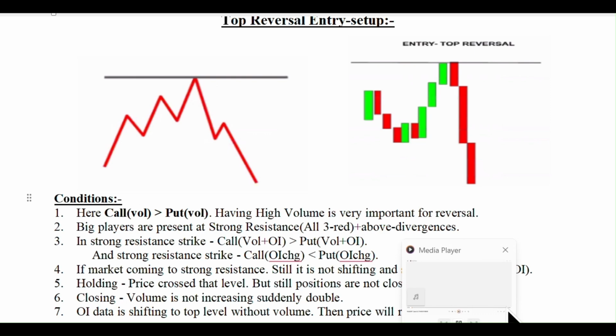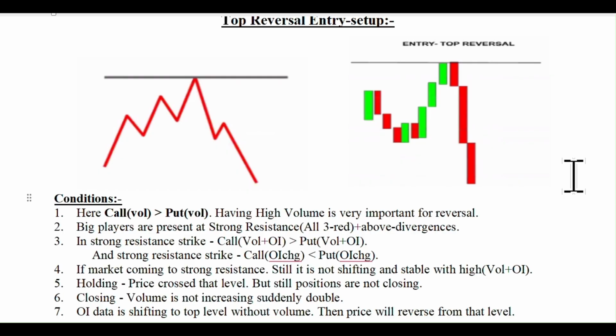Good morning, everyone. Today, I am going to explain the top reversal entry setup using volume, open interest (OI), and OI change. This setup helps us identify strong resistance levels where institutional traders or big players are active. Let's understand the conditions one by one.